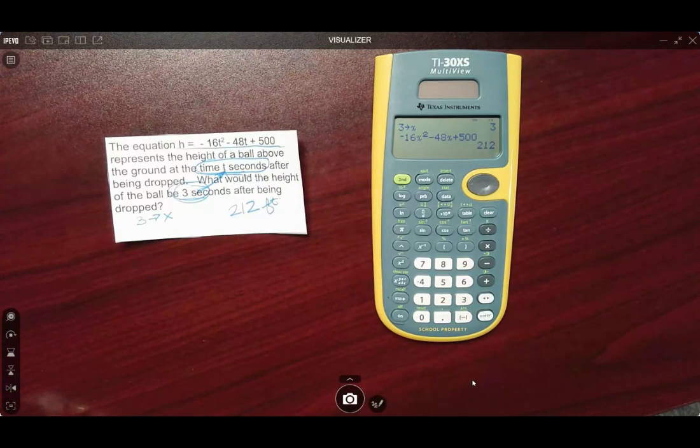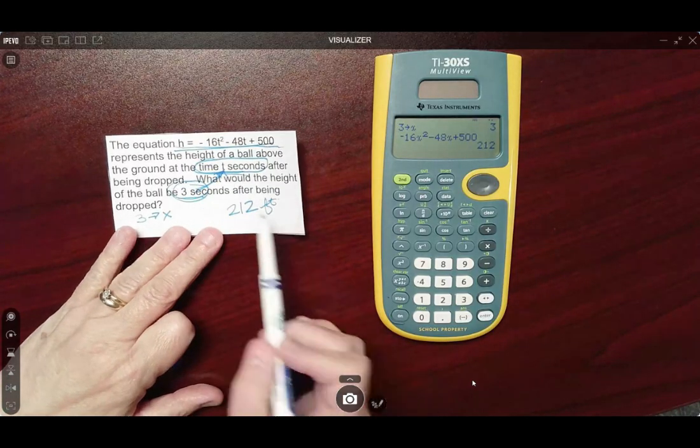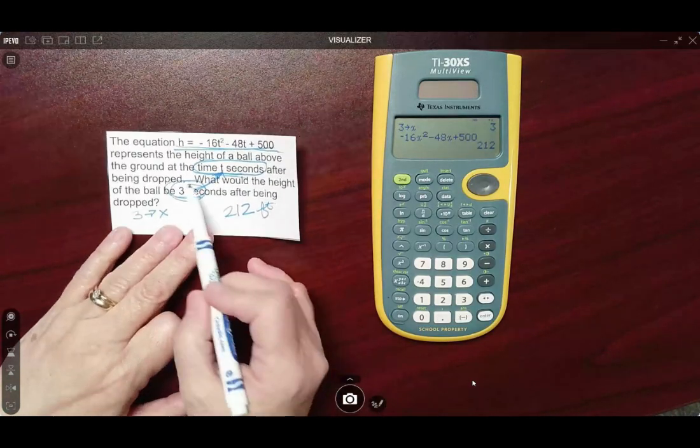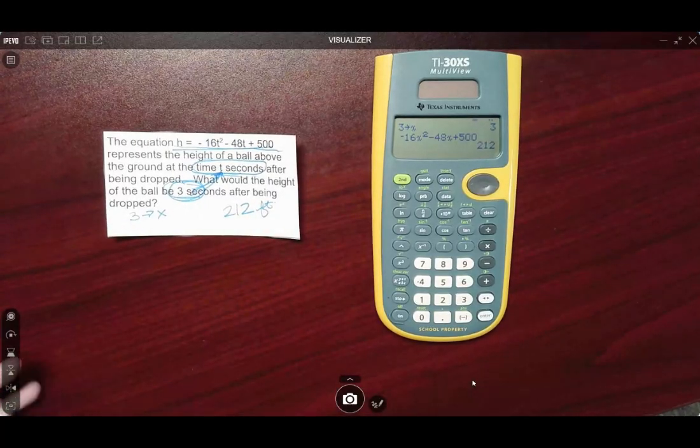In these types of questions, most of the time, if they give you a function and they want you to find an answer, they'll give you what number goes in for the variable. We just have to look for it closely. So let's look at another example.